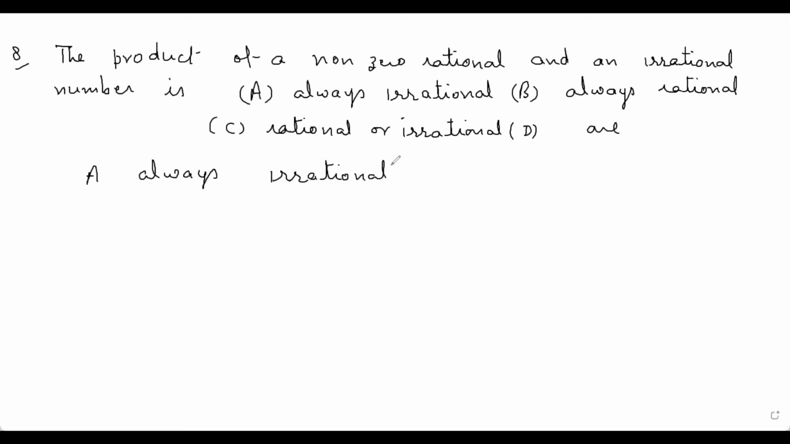Let me repeat it. If one number is rational and the other number is irrational, the product will always be irrational. I will prove it with the help of an example. If one number a is rational, another number b is irrational. We know root 3 is irrational. If I find its product, that will come out to be 2 root 3, and this is again irrational. So the product of a rational and an irrational number is again irrational.